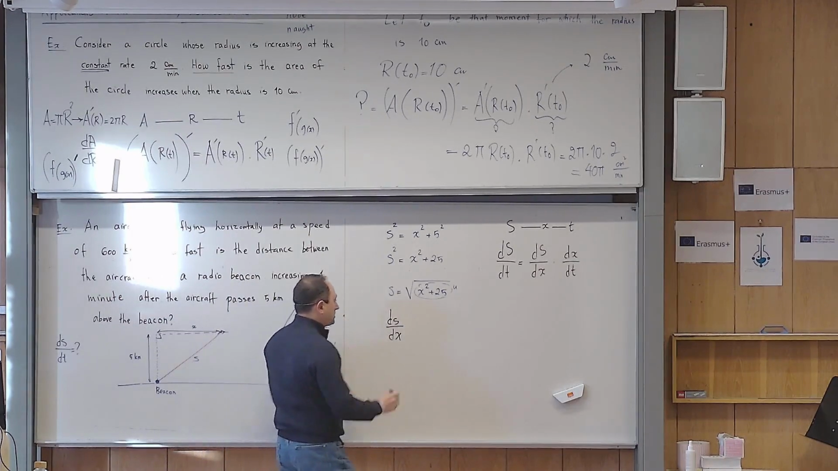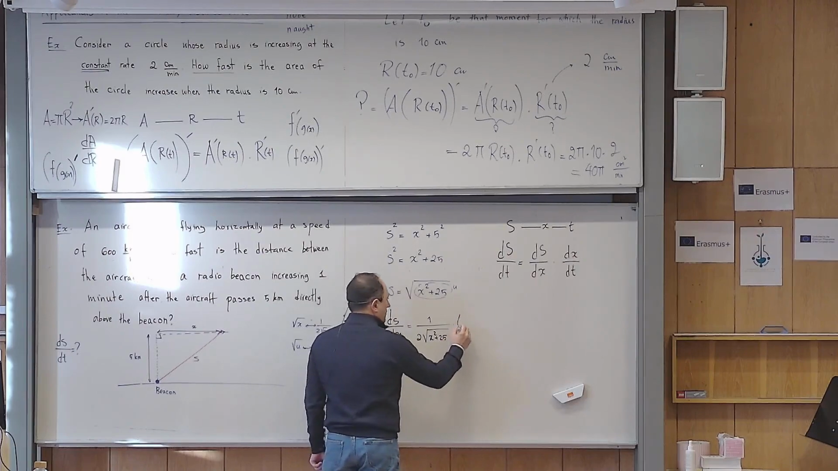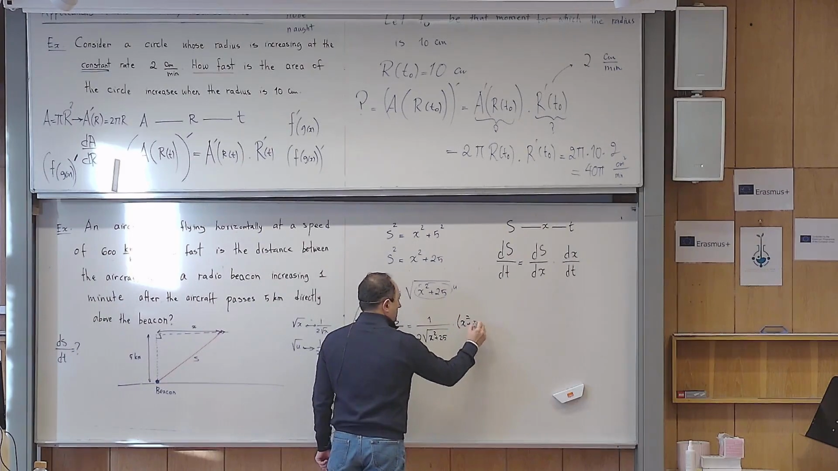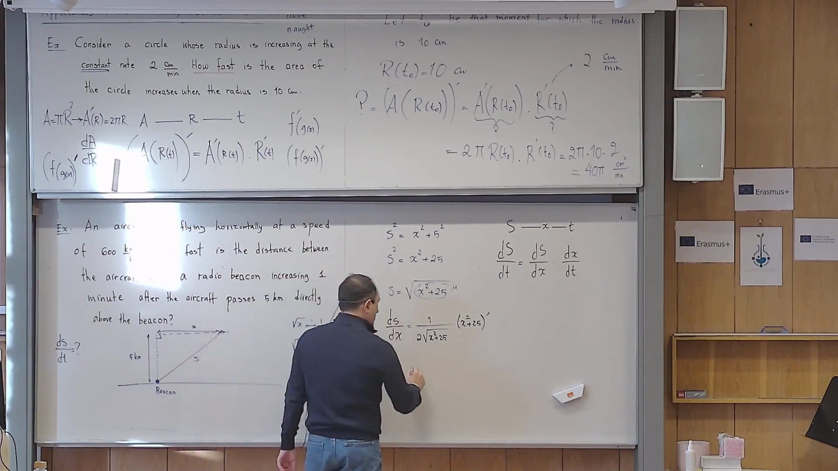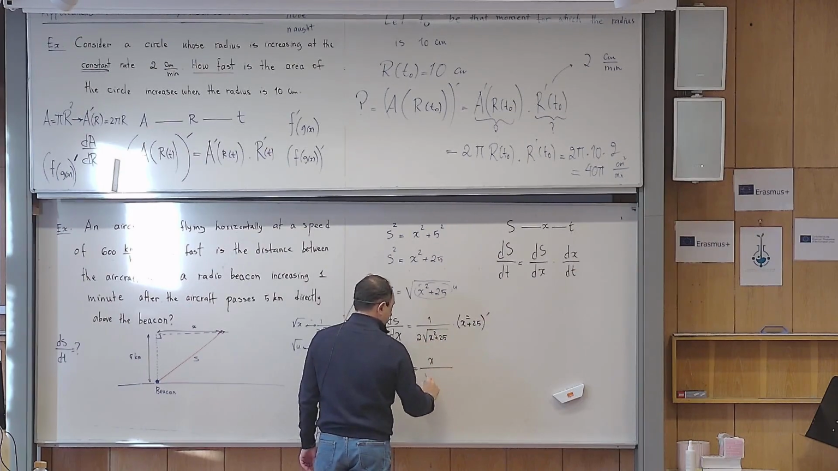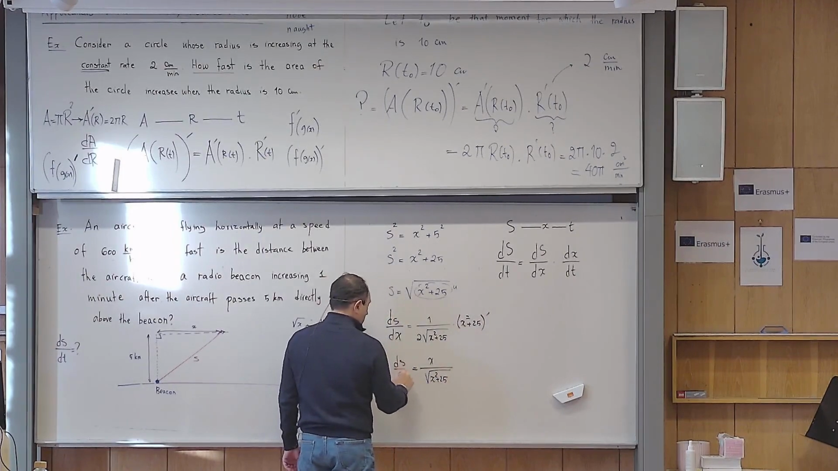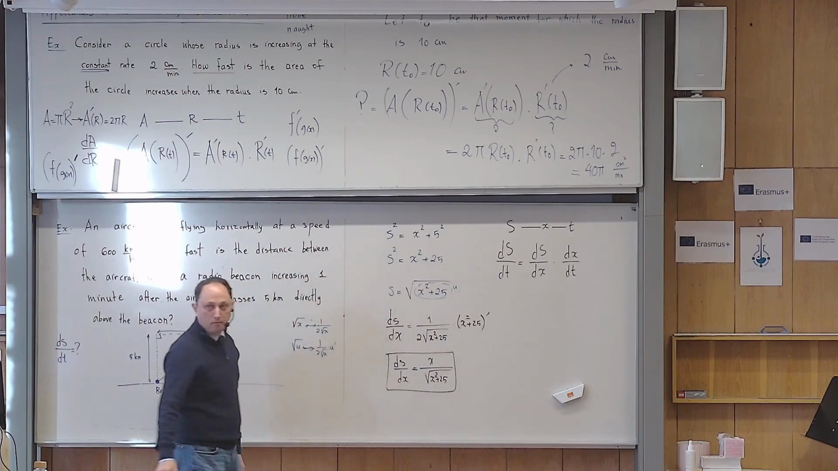So ds dx is equal to 1 over 2 square root of x squared plus 25. But it is not finished. I have to multiply by this. But then copy paste this one. This becomes 2x. 2 and 2 are cancelled. x is left. This is ds dx. Do you agree?